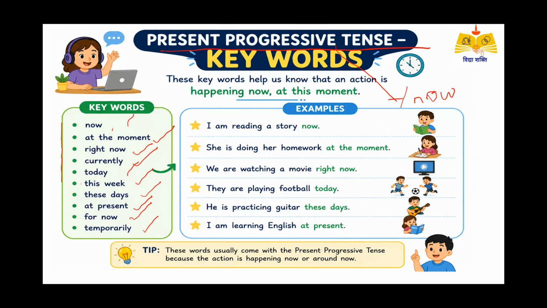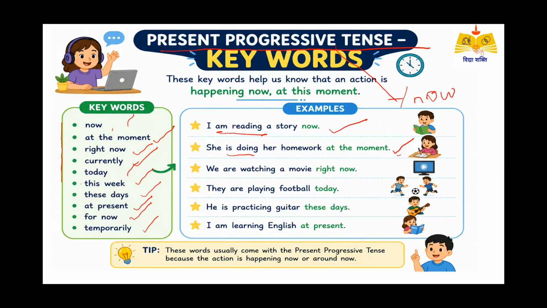I am reading a story now. I వస్తే am వస్తుందని చెప్పుకున్నాం కదా. I am reading a story now. She is doing her homework at the moment. So this indicates present progressive tense or present continuous tense. రెండు same. సో ఎగ్జామ్ లో ఎప్పుడైనా మార్క్స్ ఇచ్చారనుకోండి, identify the present progressive tense అని.